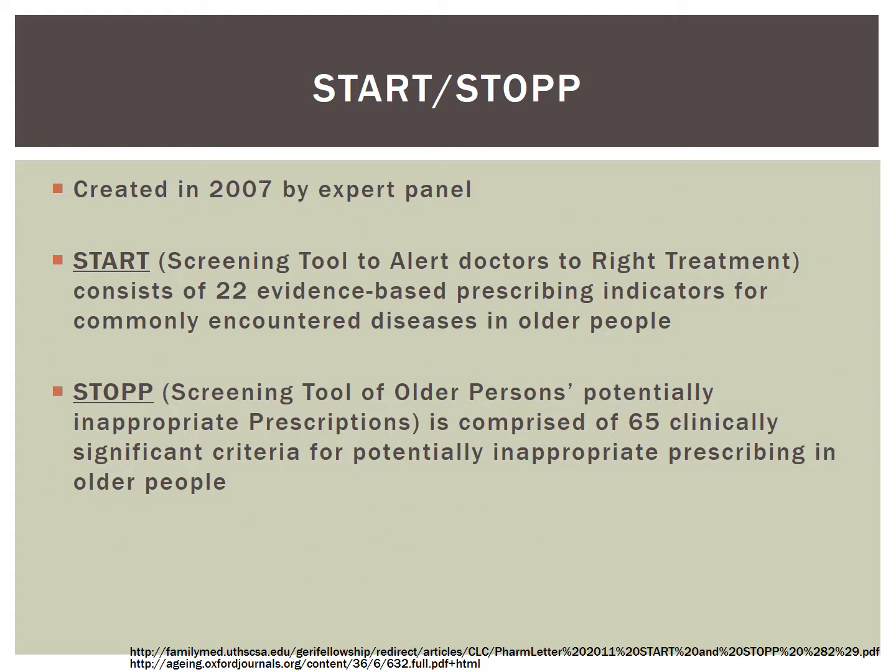START and STOP was created by an expert panel in 2007. START is the screening tool to alert doctors to right treatment, and it consists of 22 evidence-based prescribing indicators for commonly encountered diseases in older adults. STOP is the screening tool of older persons' potentially inappropriate prescriptions, and it's comprised of 65 clinically significant criteria for potentially inappropriate prescribing in older adults.